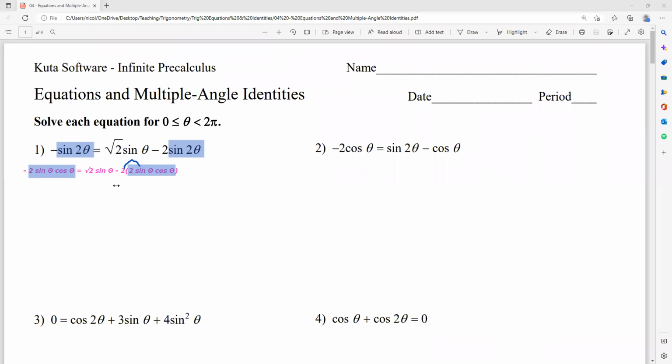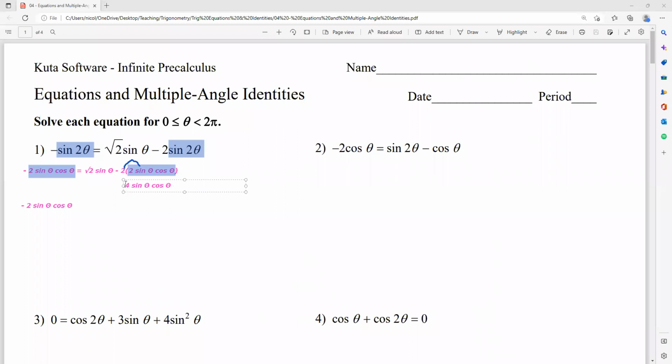And I would get a 4 sine of theta cosine of theta. And then I'm also going to move everything to the left-hand side. Sorry, when I did the distributive property, this should have been a minus 4 sine of theta cosine of theta. So all I did right there was the distributive property. Okay, so I'm going to add that to the other side, right? Just like solving equations, you add it to the other side.